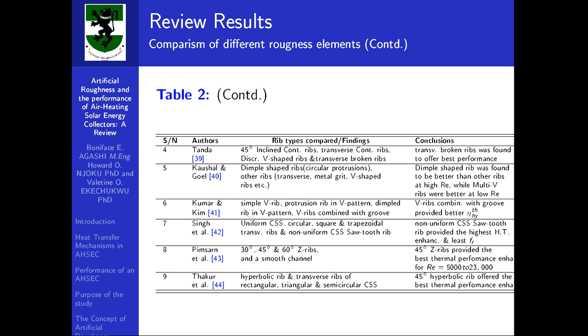Pimzan et al. compared 30-degree, 45-degree, and 60-degree Z ribs and a smooth channel. They found that 45-degree Z ribs provided the best thermal performance enhancement when the Reynolds number is between 5,000 and 23,000. Taco et al. compared hyperbolic rib and transverse rib of rectangular, triangular, and semicircular cross-section. They found that 45-degree hyperbolic rib offered the best thermal performance enhancement.